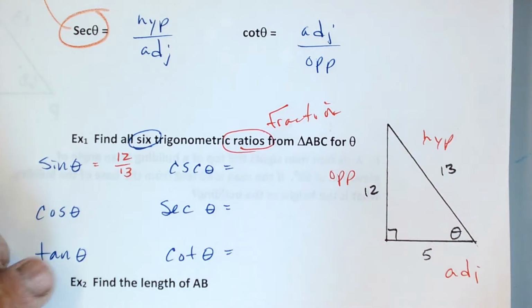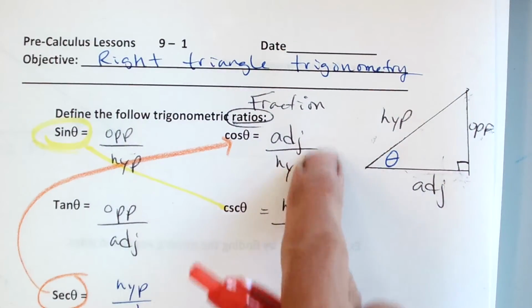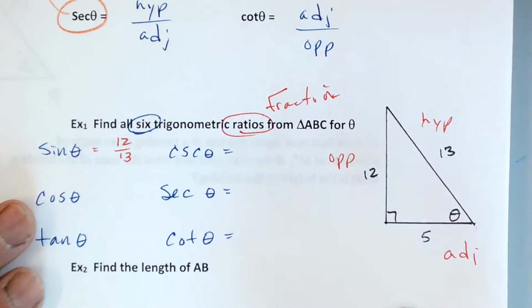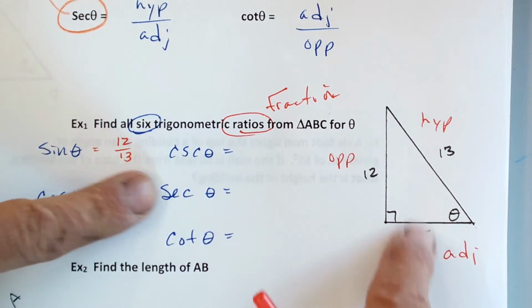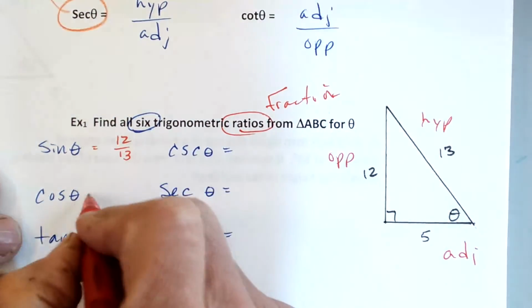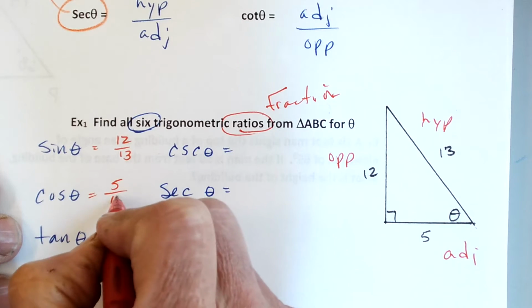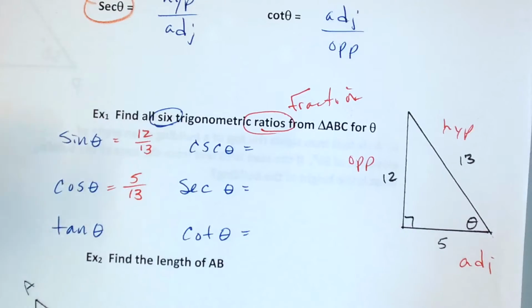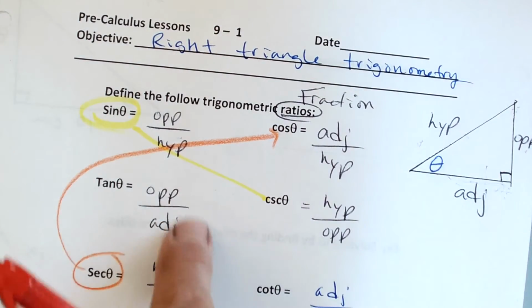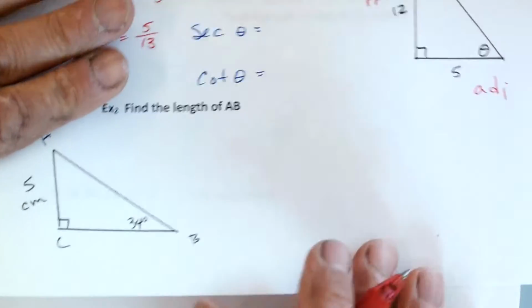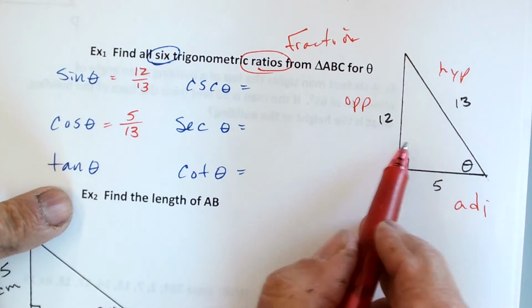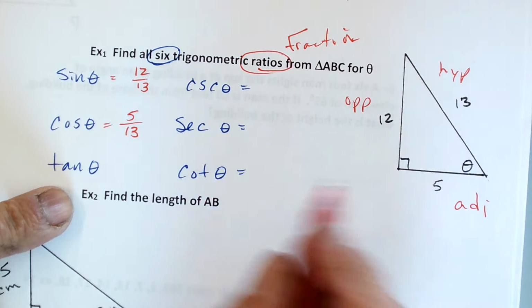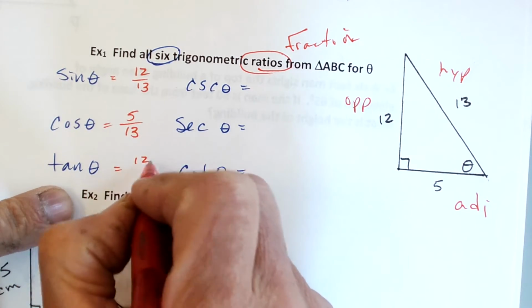Cosine, which is the adjacent over the hypotenuse, right? So we're just going to go 5 over 13. We just need the ratio. We're not going to solve it, we're just going to leave the ratio. Tangent, which is the opposite over the adjacent. So opposite is 12 and adjacent is 5. It's just 12 over 5.